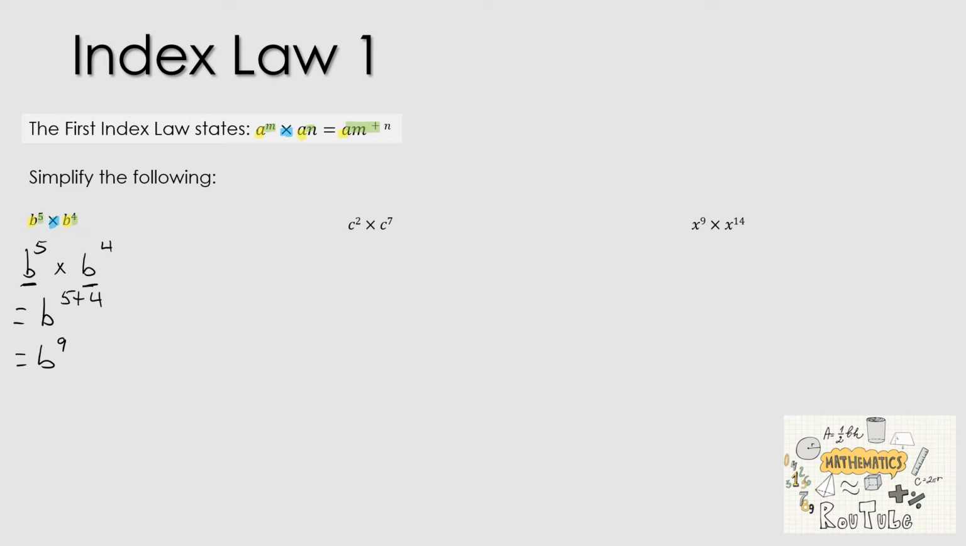Now let's have a look at the second one here. We've got c squared, or c to the power of 2, multiplied by c to the power of 7. Similarly here we've got the same bases, so both are c's in this case.